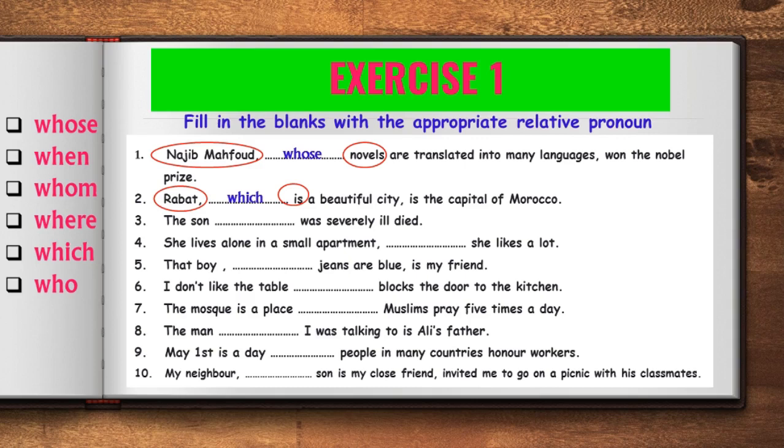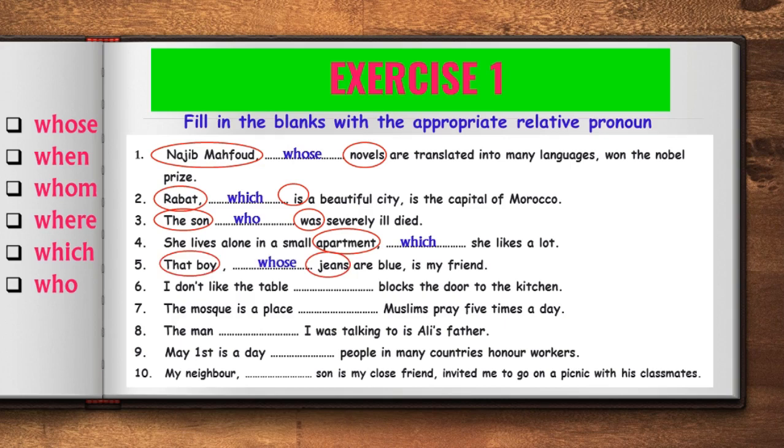Number 3, the son who was severely ill died. What is the relative pronoun needed here? We've got a verb and a person, so it is who. Number 4, she lives alone in a small apartment which she likes a lot. Here we've got apartment, an object or a thing, so we use which. In number 5, that boy whose jeans are blue is my friend. We've got a noun, and we're talking about that boy, a person, so we use whose, possession.